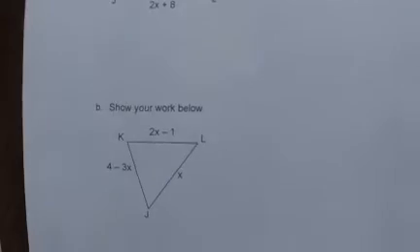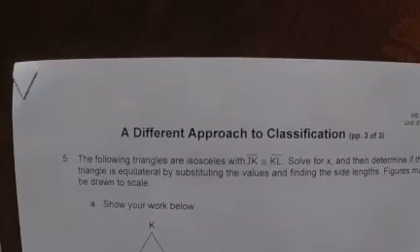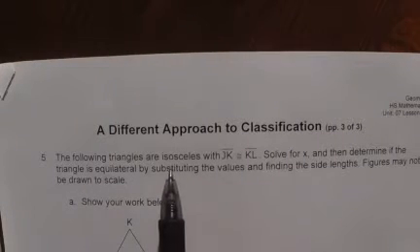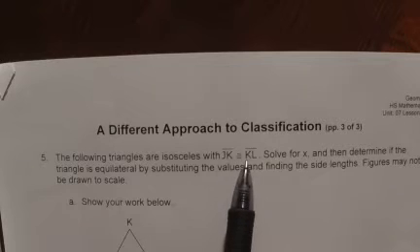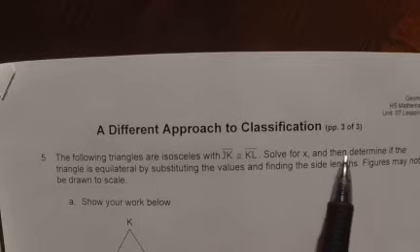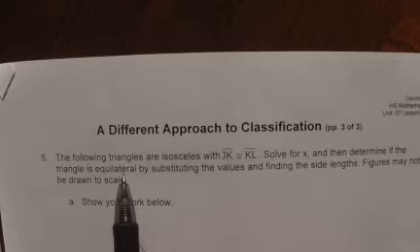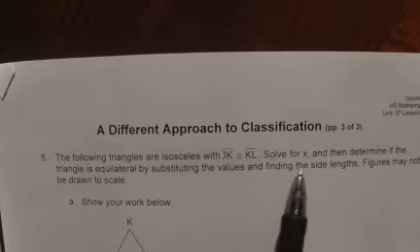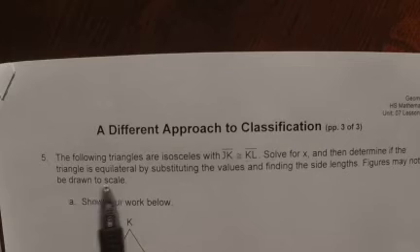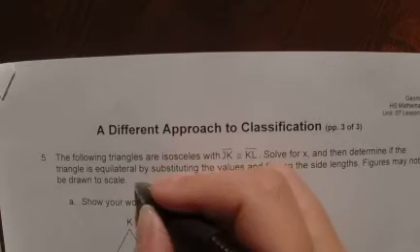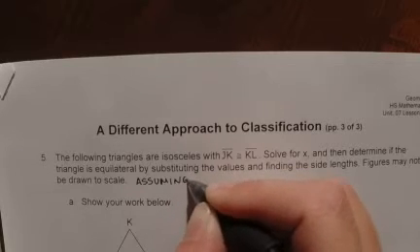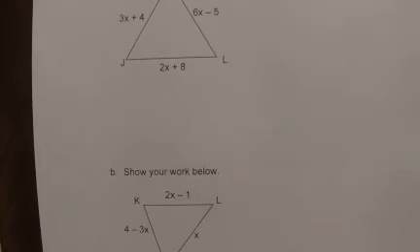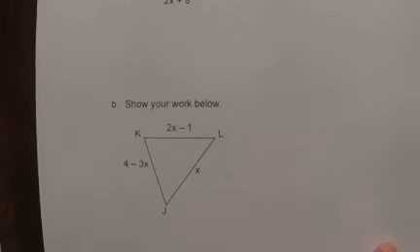And I will work one of these for you. We're going to go down to part B. Well, I guess I should read directions first. It says the following triangles are isosceles, again meaning JK is congruent to KL. Solve for X. Then determine if the triangle is equilateral by substituting the values into the other side lengths. The figures may not be drawn to scale, which is what I told you guys about assuming, which I don't think that I need to tell you guys again. So let's go down to B, and I'm going to work this one for you.